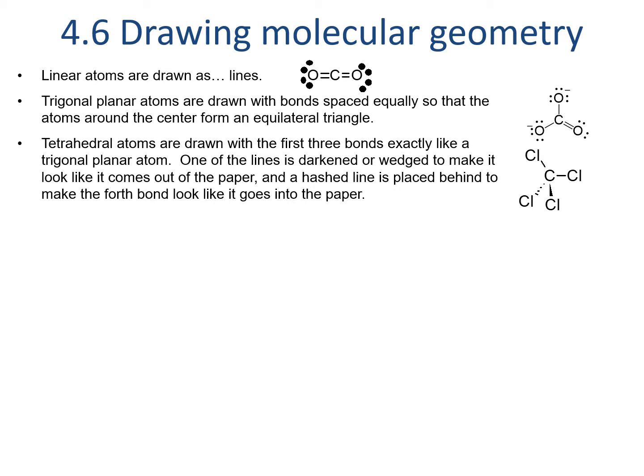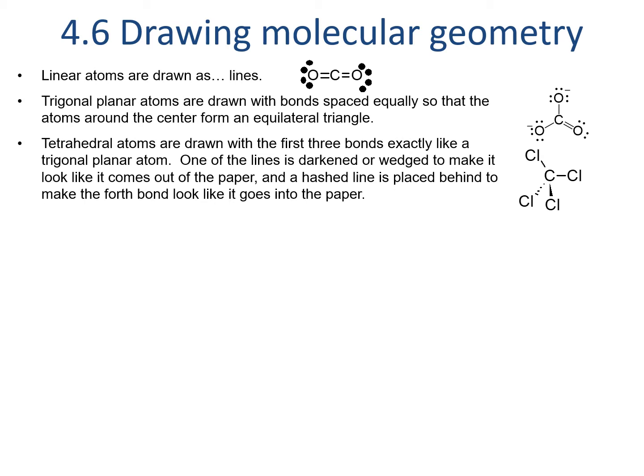The other two chlorines are drawn at about 120 degrees from the first two, but one is with a wedge, a bold line with one end wider than the other to indicate that it's coming out of the paper, and the other is drawn as a dash to indicate that it's going into the paper. Notice that in this example, the chlorines haven't been drawn with their lone pairs. This is increasingly common as you continue on in chemistry, especially for atoms that are on the outside of a molecule.